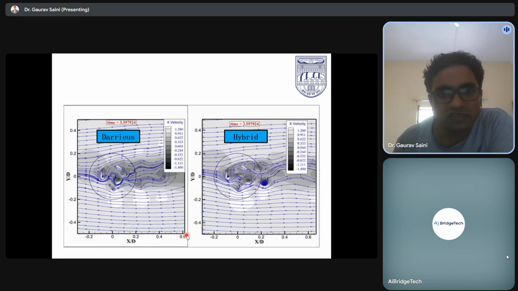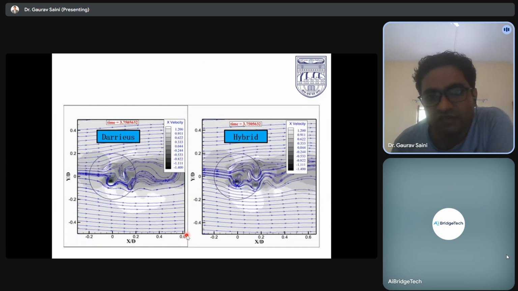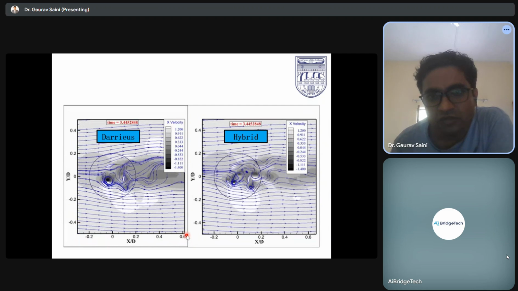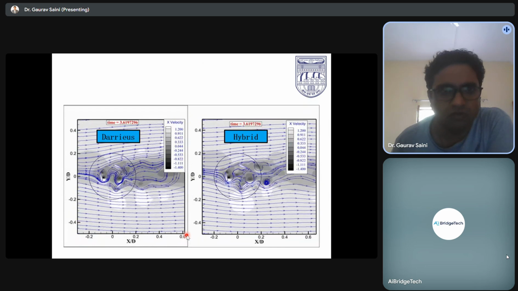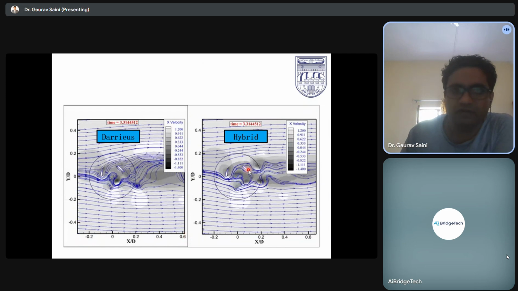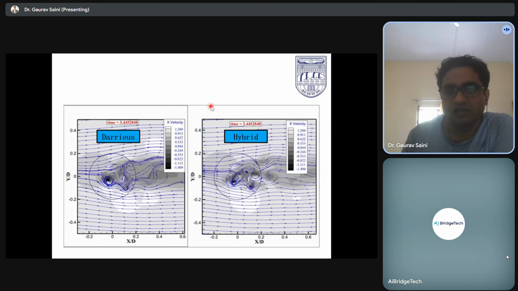You can also visualize how the water is interacting with the turbine blades during the working of the rotor, both the Darrieus one and the hybrid one, at different times of its operation.